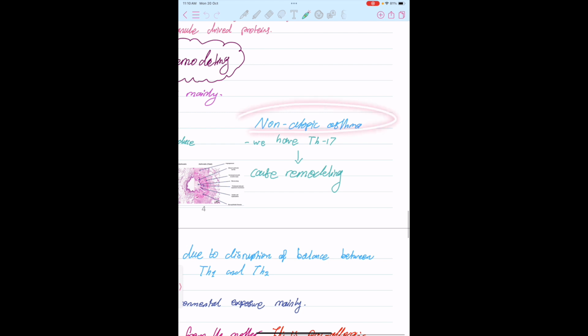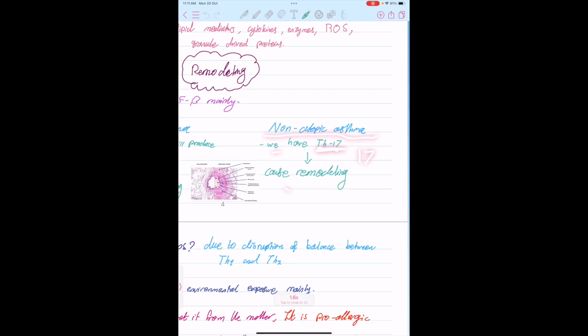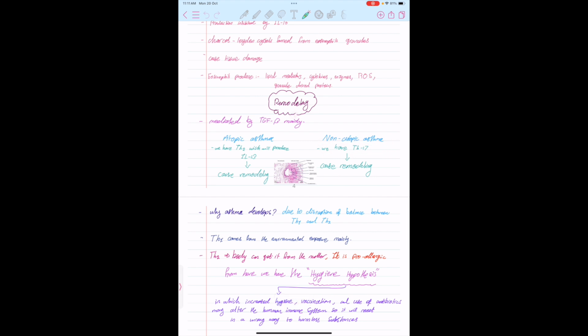We have the non-atopic asthma. Meanwhile, in the non-atopic asthma, we have Th17. So this one will cause remodeling. Again, in remodeling, it's mainly by TGF-beta. But in atopic asthma, T helper 2 produces interleukin 13, and in the non-atopic one, T helper 17, which will cause remodeling.